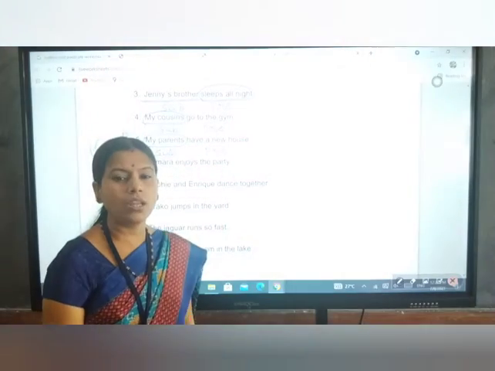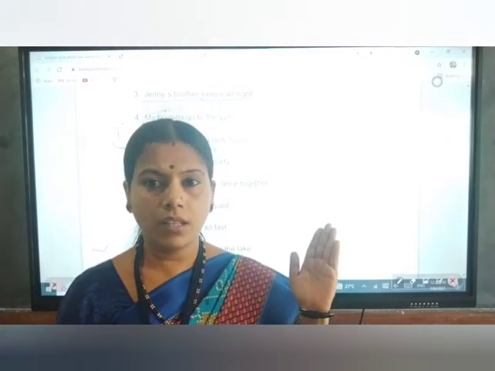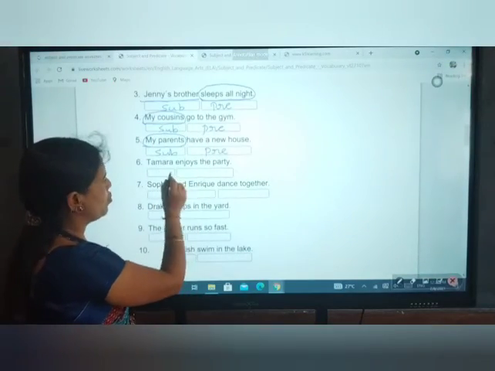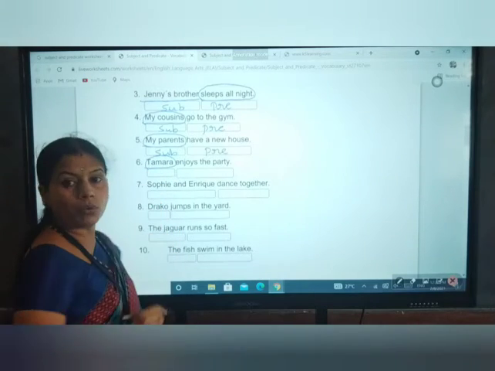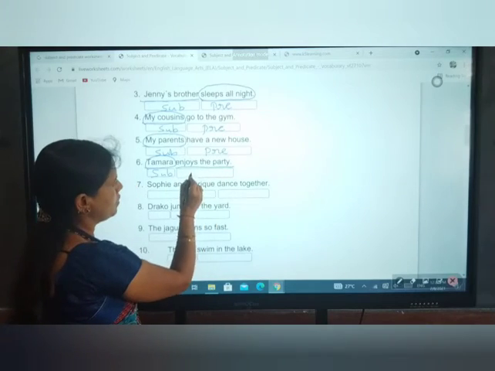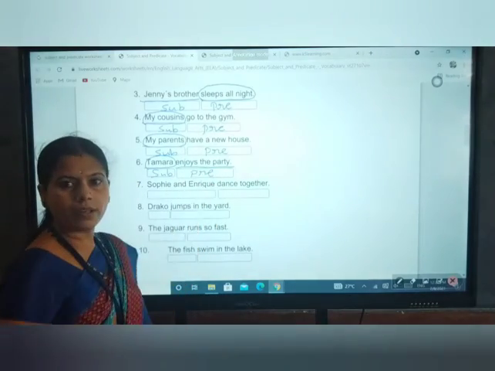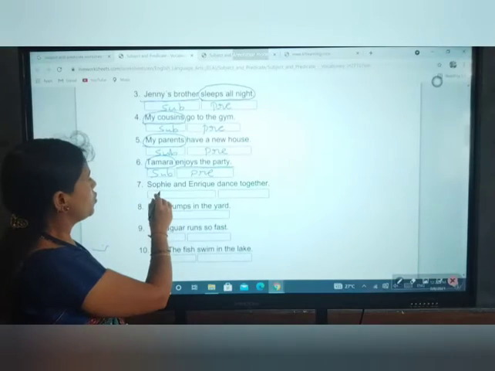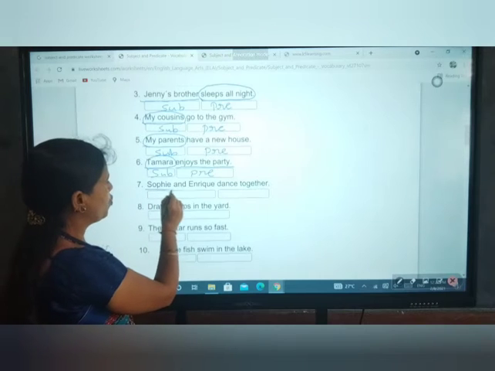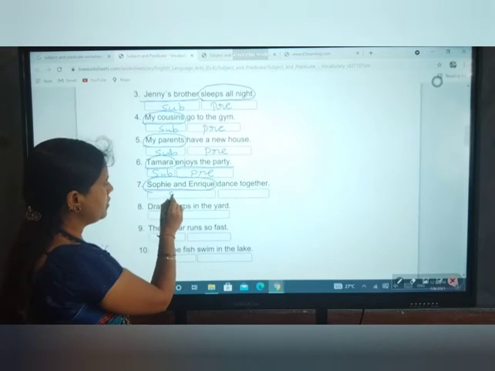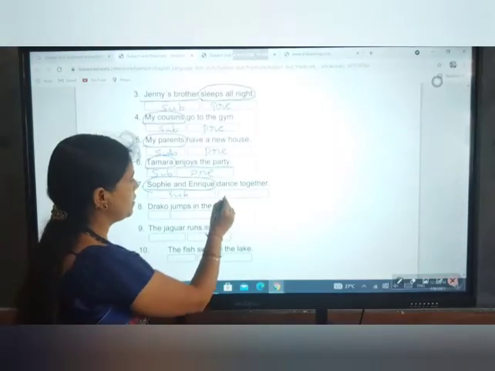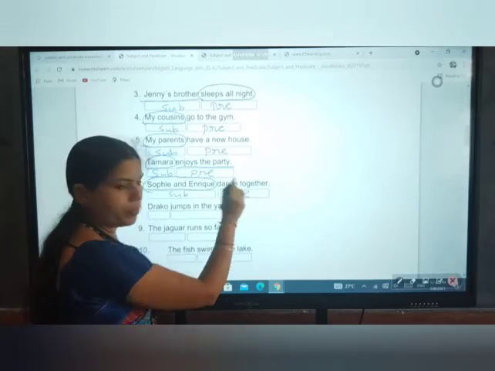Okay, I think there is no need to explain the definition of subject and predicate for every sentence. So let's identify. Tamara enjoys the party. So we are speaking about Tamara. So this one is subject, whereas enjoys the party is predicate. Okay. So next, Sophie and Enric dance together. Sophie and Enric, this we can call subject, whereas the action done by them, dance together, we can call predicate.